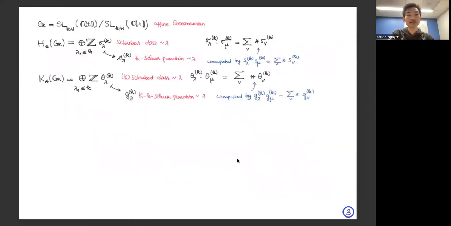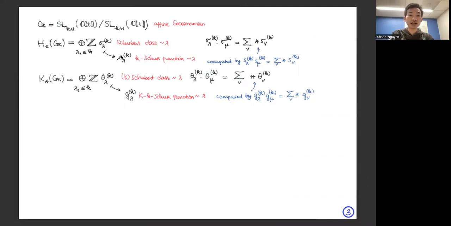So more precisely, we study the affine Grassmannian, which I denote here by Gr. And we know that in this case, the homology ring of the affine Grassmannian has a Z-basis parameterized by partitions lambda such that lambda 1 is not greater than k. And in this case, I denote the Schur class associated to lambda by sigma lambda k. Now we want to compute the product of two Schur classes, sigma lambda k and sigma mu k, as a sum of Schur classes sigma nu k with some coefficients, which I denote by star.